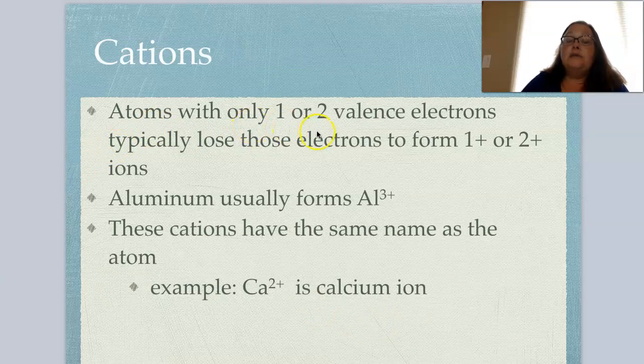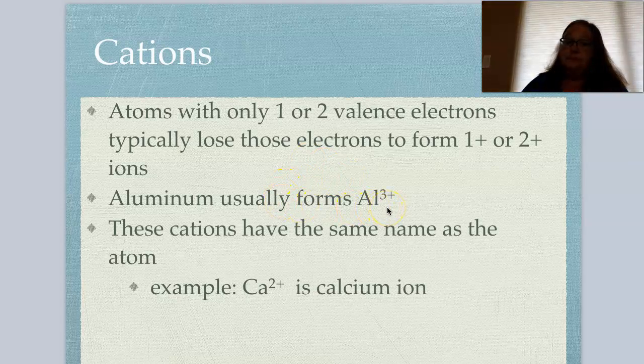If an atom only has 1 or 2 valence electrons, most likely it's going to want to get rid of those electrons. Once it gets rid of the electrons in its outermost ring, now it's got a full ring underneath. So typically they will lose those electrons to form 1+ or 2+ ions, so with a charge of +1 or a charge of +2. Aluminum typically forms a +3.